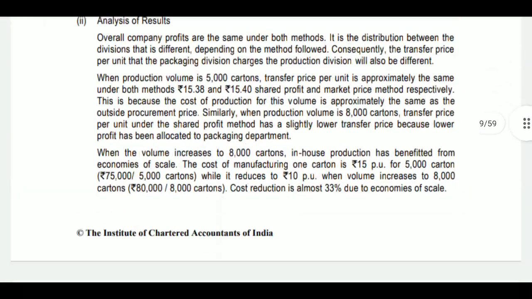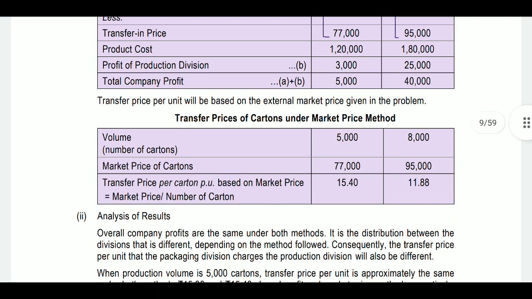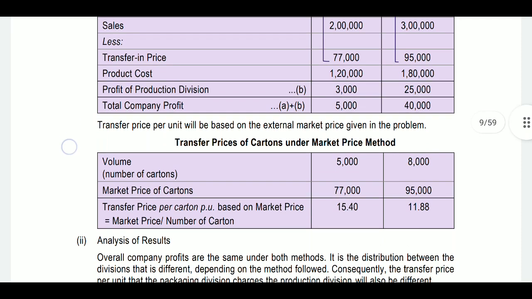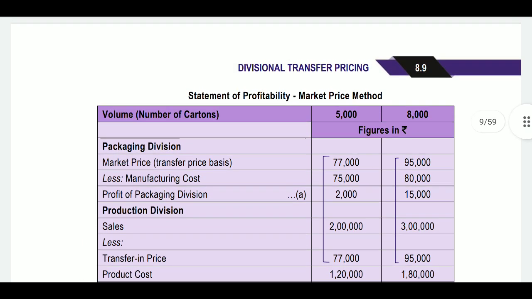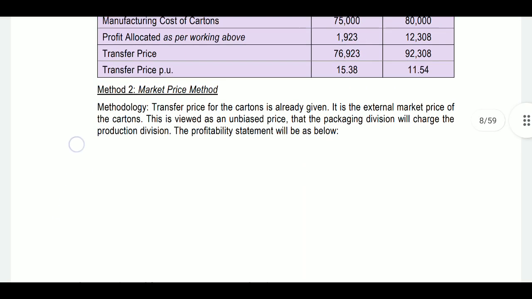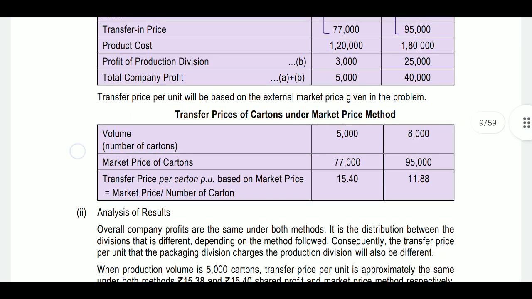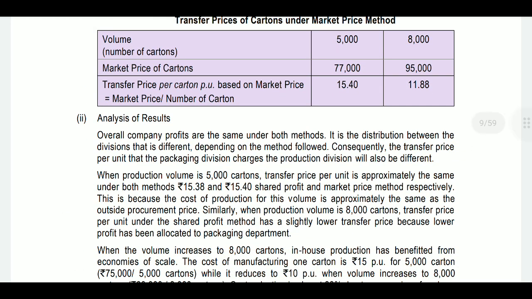Next, what is provided? The volumes are 5,000 units and 8,000 units, the market price of the cartoon is 77,000 and 95,000, and the transfer price per cartoon based on the market price is 77,000 divided by 5,000 and 95,000 divided by 8,000, so 15.4 and 11.88. This is market based, and the share-based costs are 15.38 and 11.54. For 5,000 units this is a marginal difference, while for 8,000 units it was 11.54 versus 11.88, which is somewhat more.